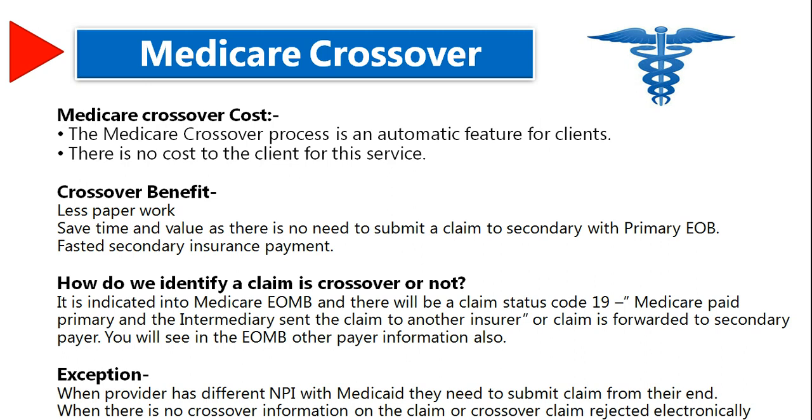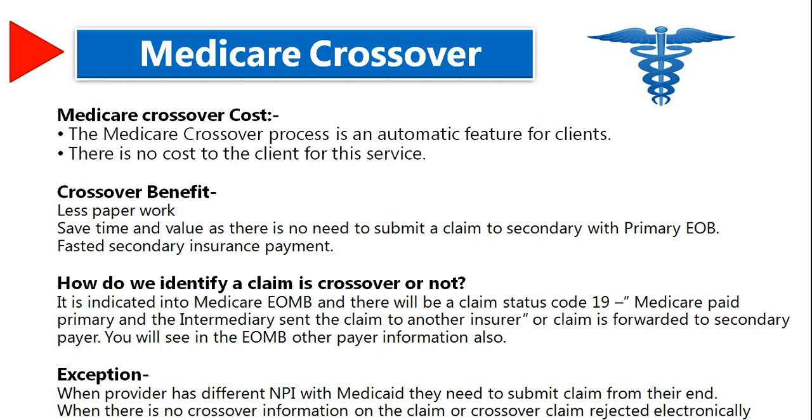If in case patient just has given Medicare information and you receive Medicare EOB, and you found that claim is crossover to BCBS, so we can search BCBS ID, and we can enter the BCBS information into our system as a secondary insurance for that particular patient.